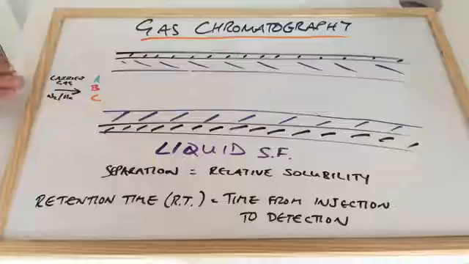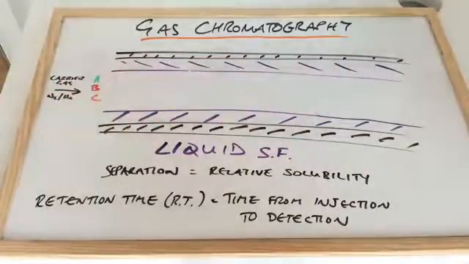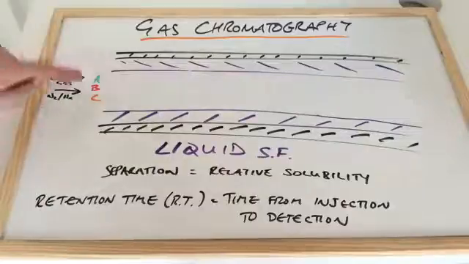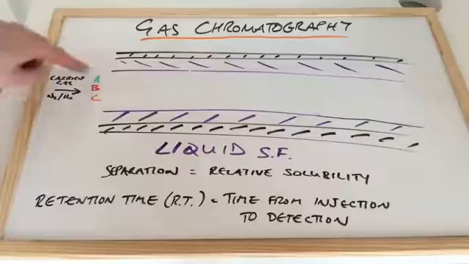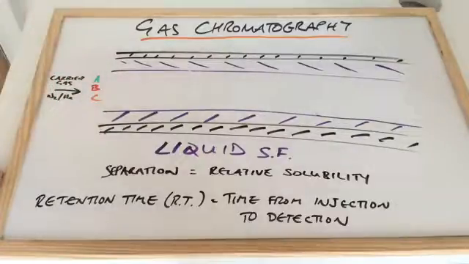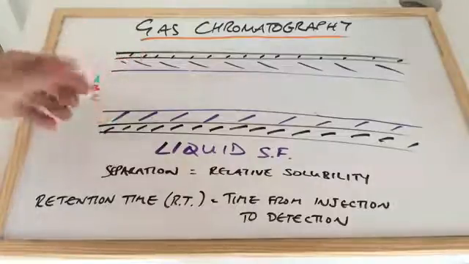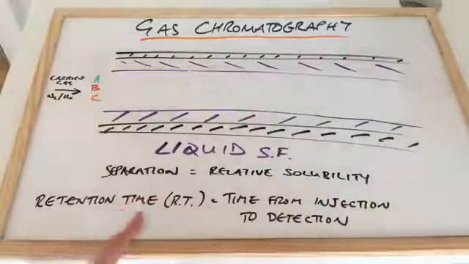The carrier gas, this inert carrier gas, is going to carry these components through this 30-metre capillary column. They are going to interact with the stationary phase. Some are going to interact more than others, and the ones that interact the most will be slowed down. The ones that interact the least will fly through and have a short retention time.